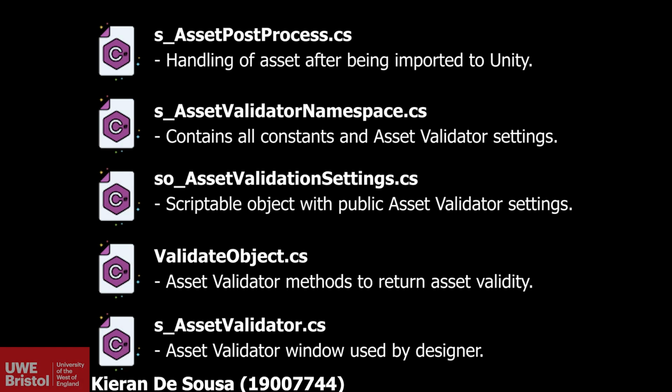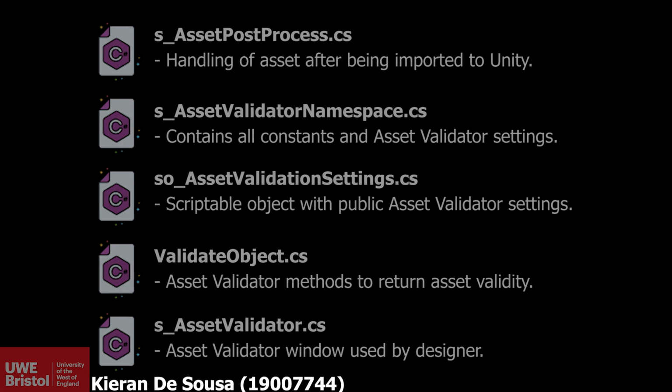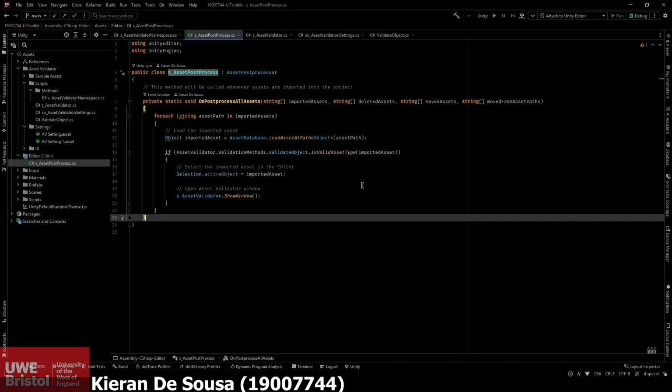The artifact is comprised of five main primary scripts, each handling different parts of asset validation. Asset post-process script opens up the asset validator window upon asset importing. The imported asset will be selected and then the asset validator window will be opened. This was the result of a feature request I received in one of my presentation sessions.